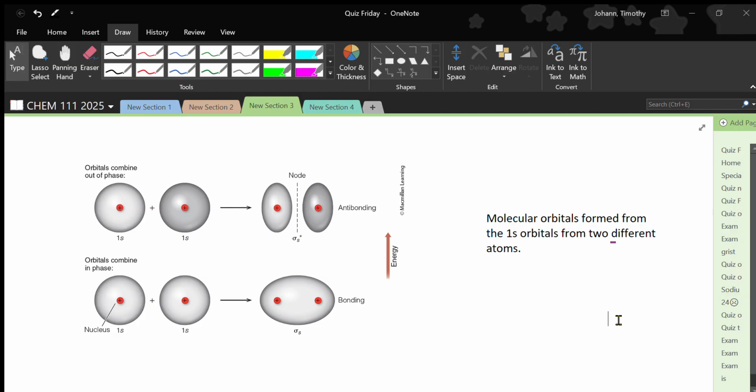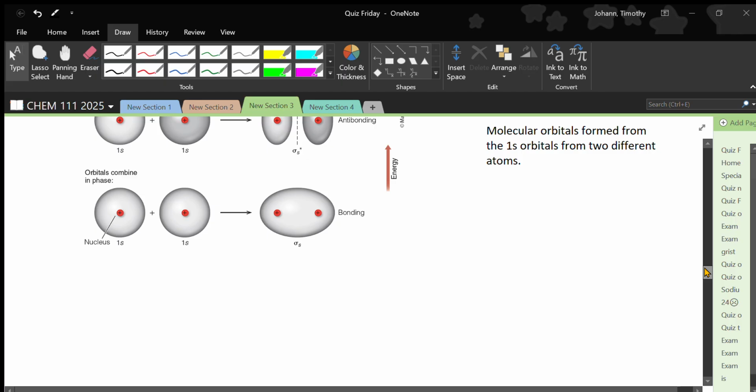All right, and you can see the energy along the side right here. So you got the energy. This is higher energy than this. And we call this bonding and this anti-bonding. This is stable. This helps hold atoms together. This is anti-bonding. This is unstable. It does not help hold atoms together.